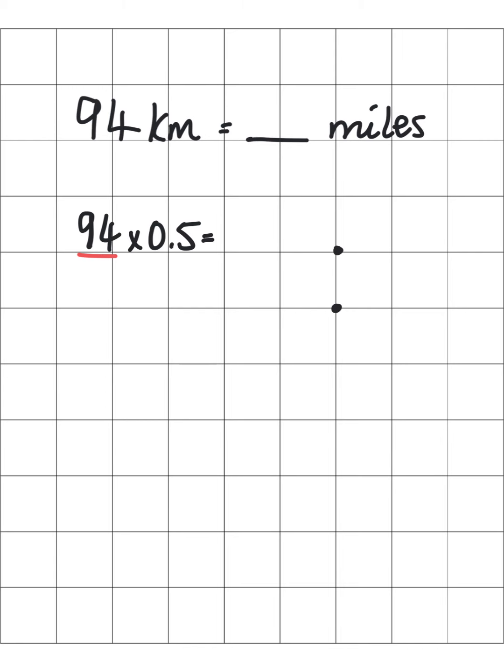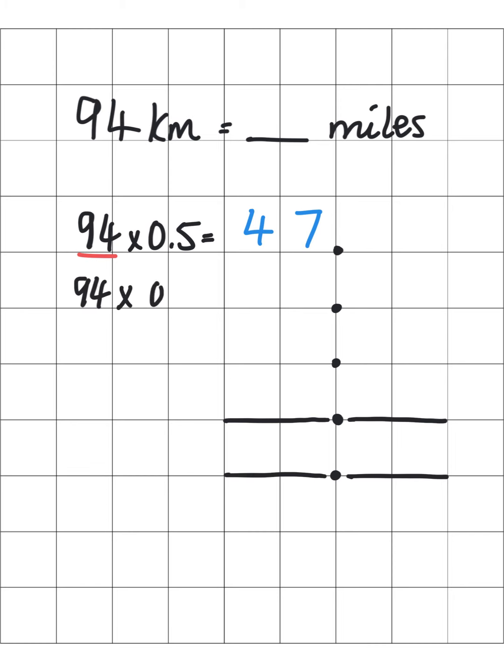We need 4 lines to work it out. 1, 2, 3, 4, plus a 5th for our total. We'll get our total lines in ready. And then we can start working it out. 94 times 0.5, half of 94. So half of 90 is 45. Half of 4 is 2. Add the 2 together, 47.